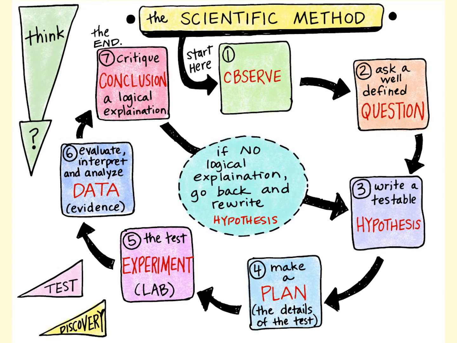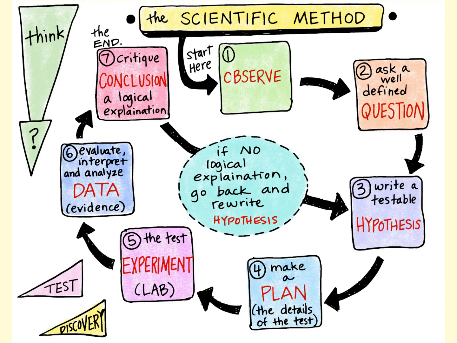So in review, we started out by observing that there was a problem. We observed something that we didn't understand. Next, we wrote a well-defined question that addressed that problem. Next, we wrote a testable hypothesis, making sure that it could be tested. A hypothesis has to be testable.